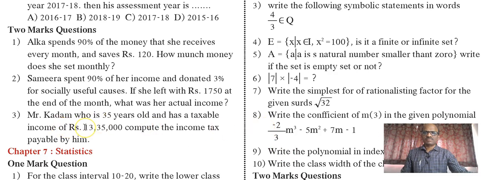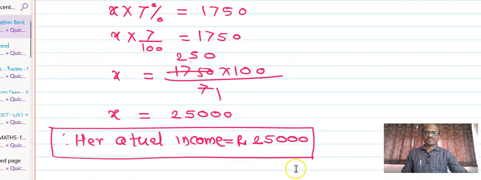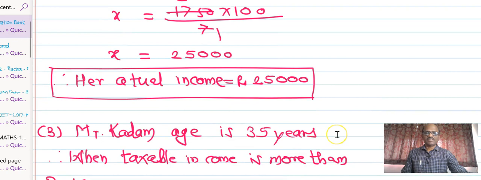Mr. Kadam, who is 35 years old and has a taxable income of rupees 30,35,000, compute the income tax payable by him. Now we'll solve this. Mr. Kadam's age is 35 years.